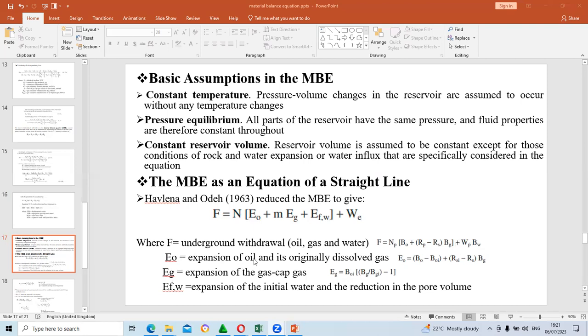Then EO is the expansion of oil and its original dissolved gas. So the original gas that was inside solution, what happens to it when pressure drops? It expands. So this particular EO is taking care of that. Then EG is taking care of expansion of gas cap, and EFW is taking care of the expansion of initial water and the reduction in pore volume. So that particular material balance equation has been simplified to give you this form.